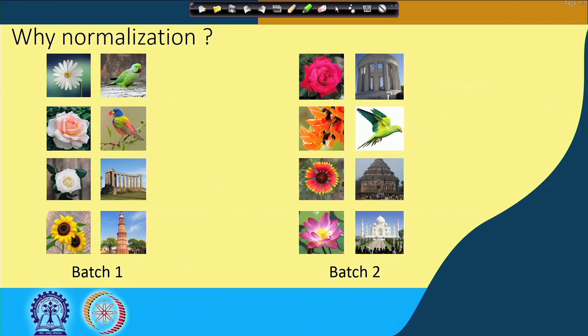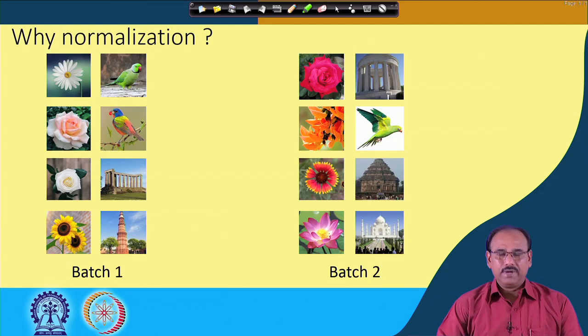Now, we find that we have taken two different batches of data or training samples. Batch 1 is on the left hand side and batch 2 is on the right hand side. The positive class in this particular case is the flower, and in batch 1 you find that this positive class, that is, the examples of flowers that we have, are mostly whitish in nature, or they are not rich in color.